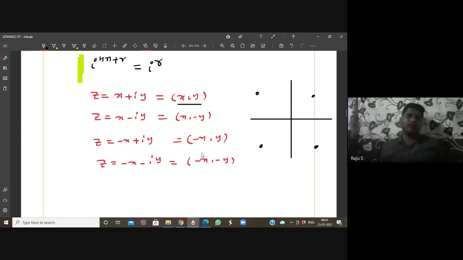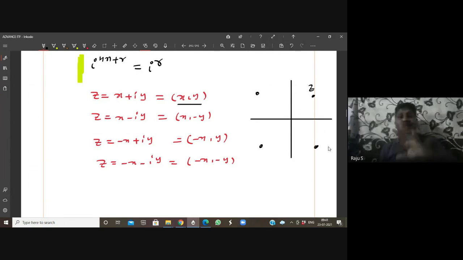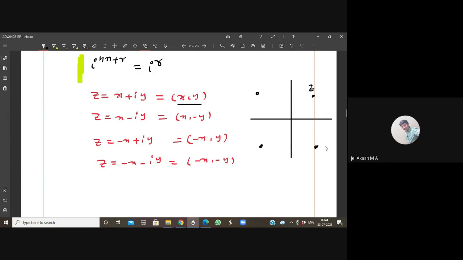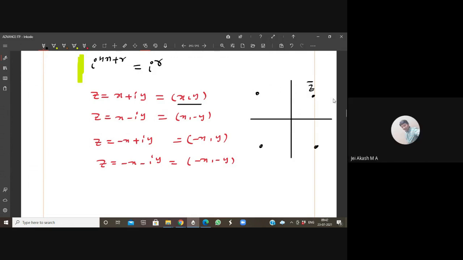Like the ordered pair, we can easily identify. For example, Z is a complex number. Its conjugate Z belongs to which quadrant? Fourth quadrant. Because the y sign alone changes. X cannot change. Plus I becomes minus I, and minus I becomes plus I. So if Z belongs to the first quadrant, its conjugate belongs to the fourth. If Z belongs to the fourth quadrant, its conjugate belongs to which quadrant? First quadrant. That's it.